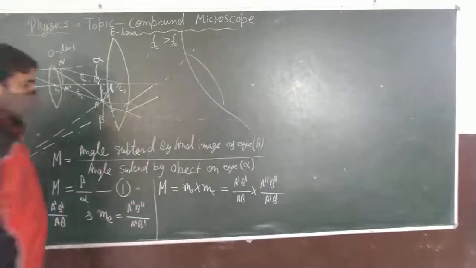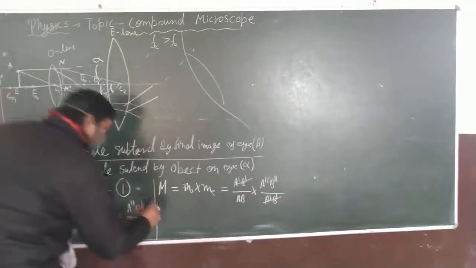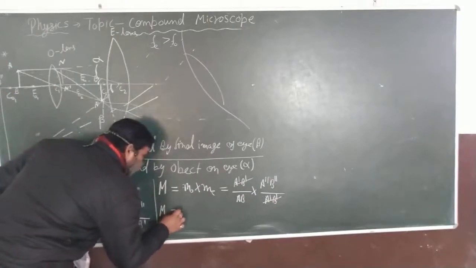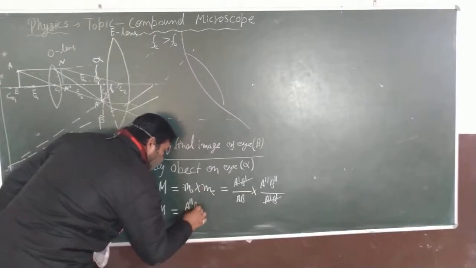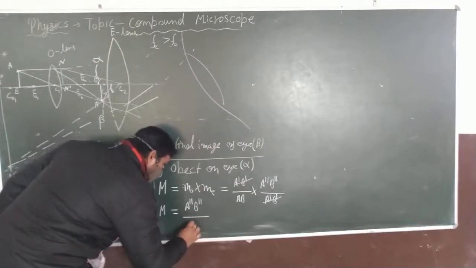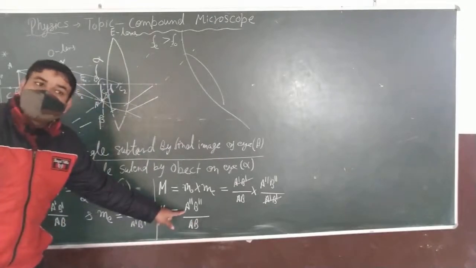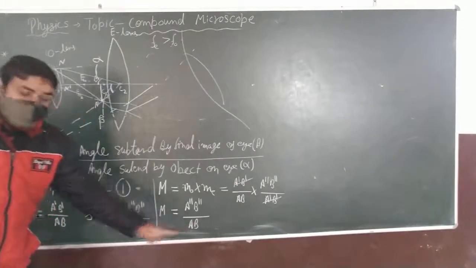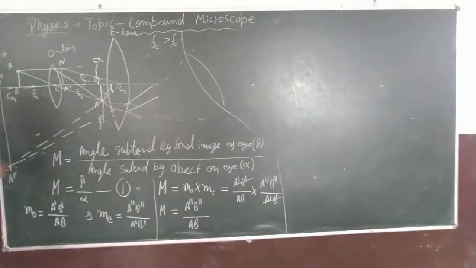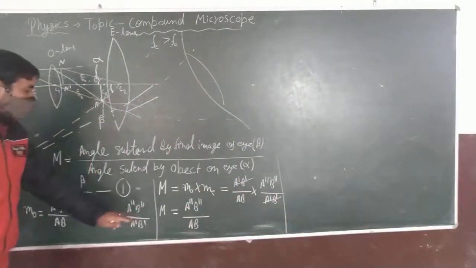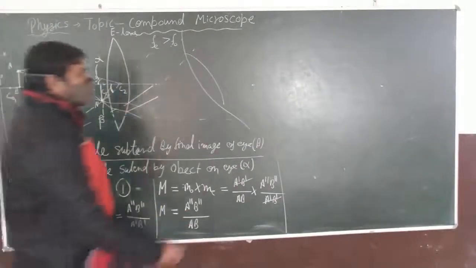Okay, now we find that this will cancel each other, and the magnifying power is A double dash B double dash upon AB, which is the size of the final image to the size of the object. Okay, now we can calculate the value of A dash B dash in the form of distances.